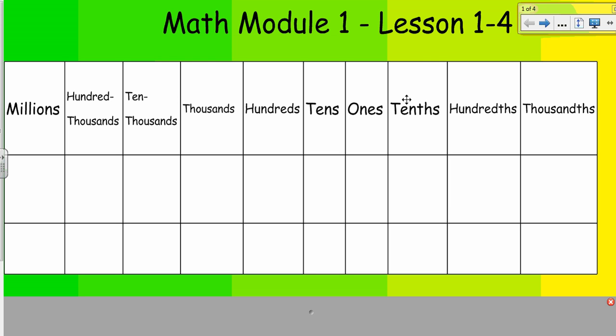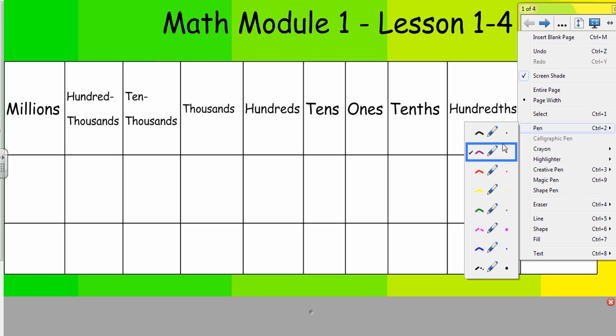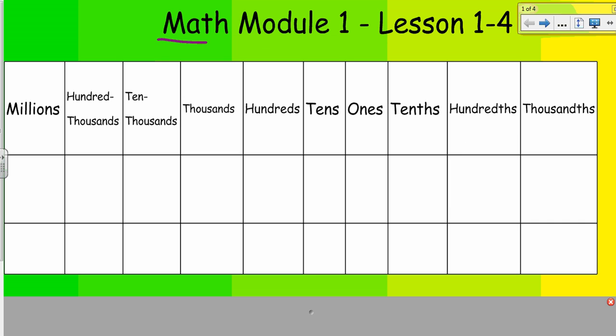Here you can see I basically have my decimal place value chart. Okay, this year, you guys are required... I don't have my pen. Interesting. Okay, we'll just do a regular pen. Let's see, math module lesson 1 through 4. So basically, we're going to be learning about place value, and place value isn't a new idea for you.